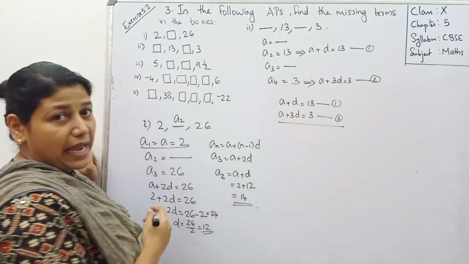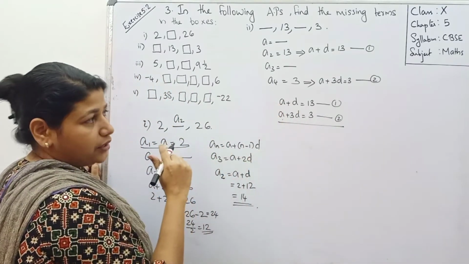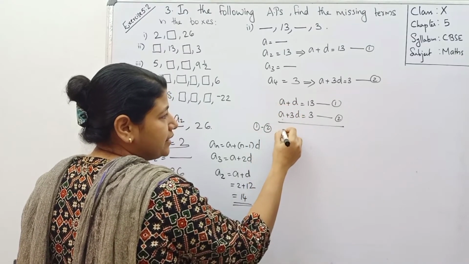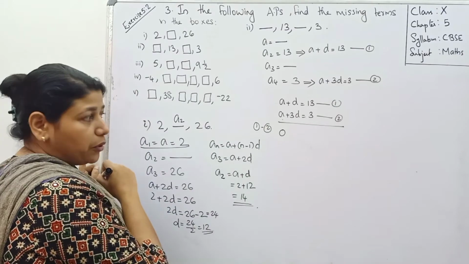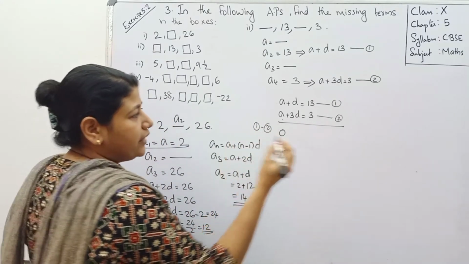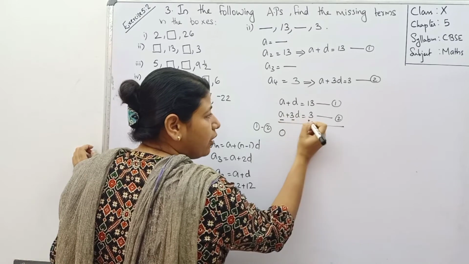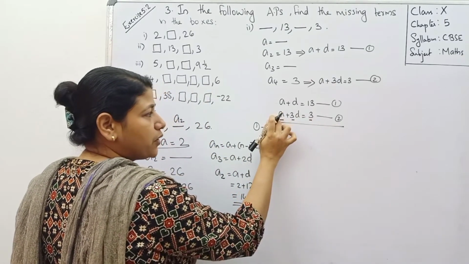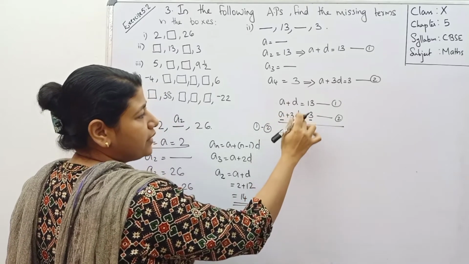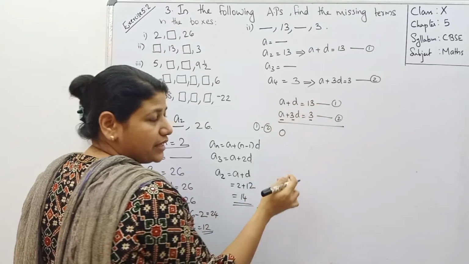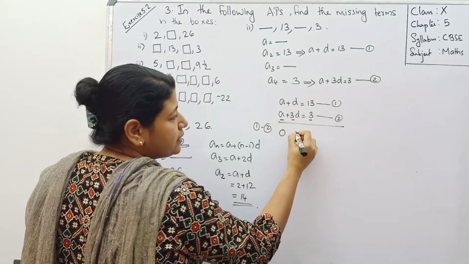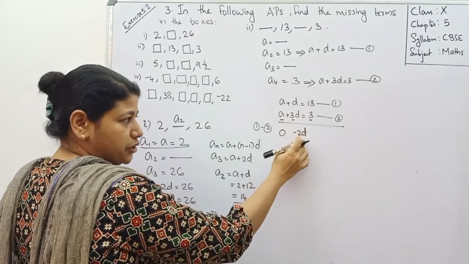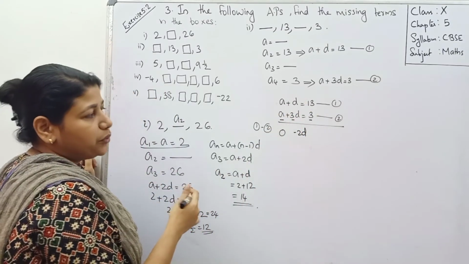Since the coefficients of a are the same, we can subtract the second from the first, and a minus a is 0. To make it easier, I normally change all the signs of the second equation. Since this is positive, I change it to negative, and this one too. Then you can just add. d minus 3d means minus 2d, isn't it? The larger term's sign is negative, so we put negative.